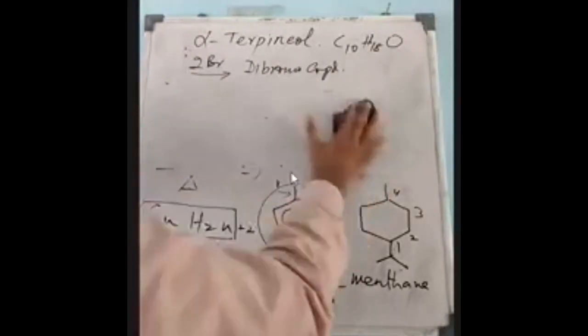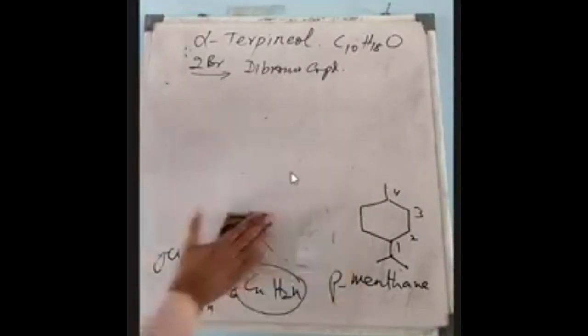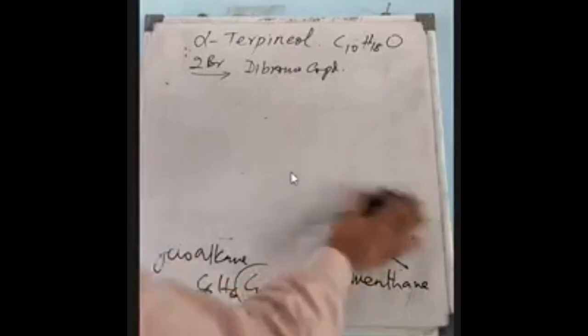when acetylation was carried out, and acetylation is carried out for what purpose? To confirm the presence of either an amino group or a hydroxy group. We use acetylation for the purpose of determining the amino group or the hydroxy group.